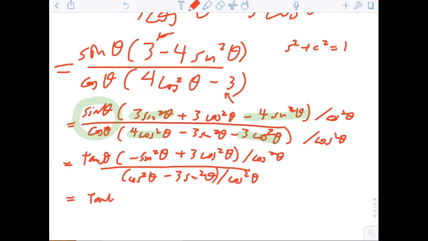And so we'll have tangent of theta. Negative sine squared theta divided by cosine squared theta is equal to negative tangent squared theta. 3 cosine squared theta divided by cosine squared theta is 3. In the denominator, we have cosine squared theta divided by cosine squared theta, that's 1. Minus 3 sine squared theta divided by cosine squared theta, that's minus 3 tangent squared theta.